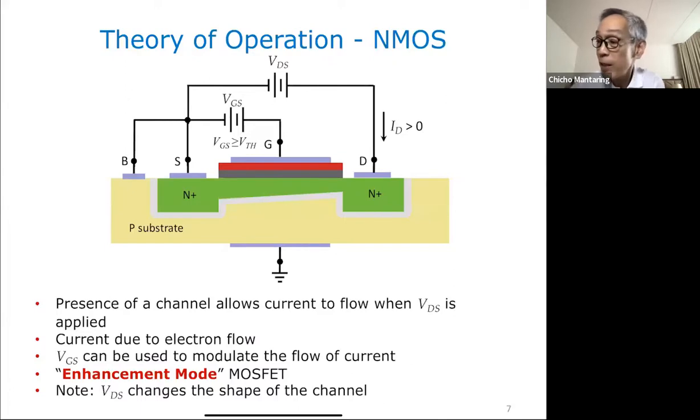Okay, the important thing here is this, no? VGS can be used to modulate the flow of current. Intuitively, the larger the VGS, the more charge carriers here. Kasi kung malaki to, that means your electric field across your oxide layer is larger, and therefore you will attract more electrons in this area.